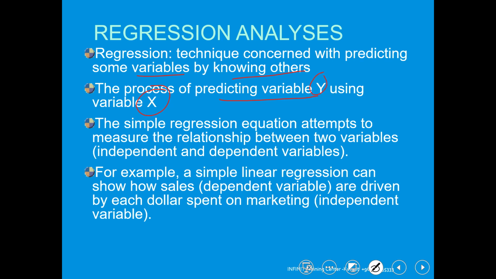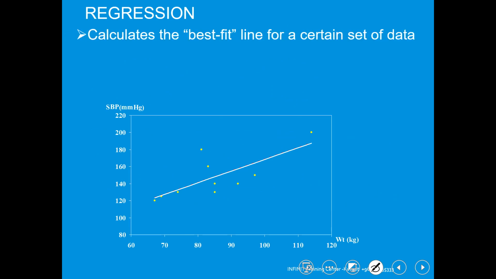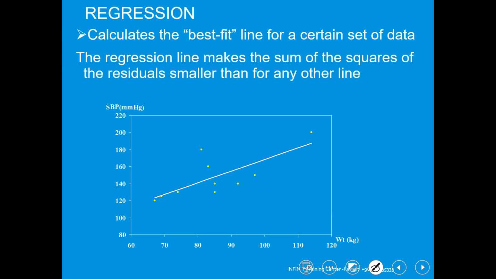So here y we can say is sales, x is advertisement. So you are predicting sales by looking at the value of advertisement. A simple regression equation attempts to measure the relationship between two variables. As we discussed, one variable is independent, the other one is the dependent variable. So regression actually calculates the best fit line for a certain set of data.